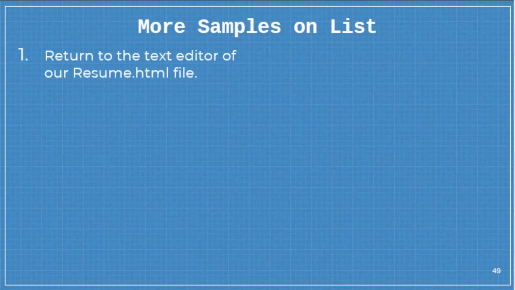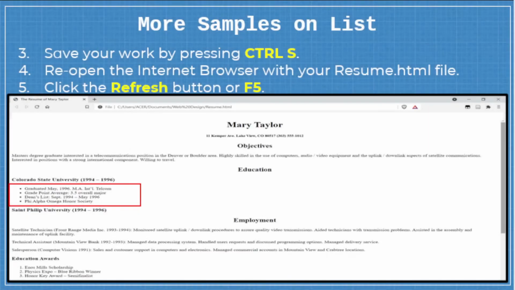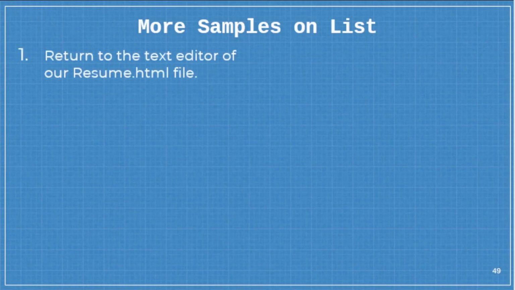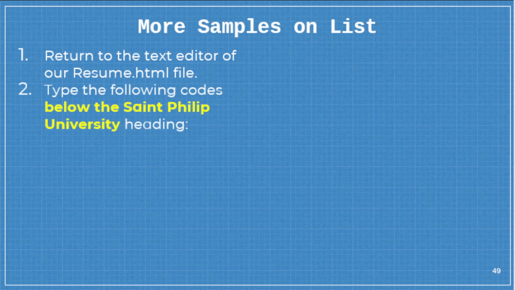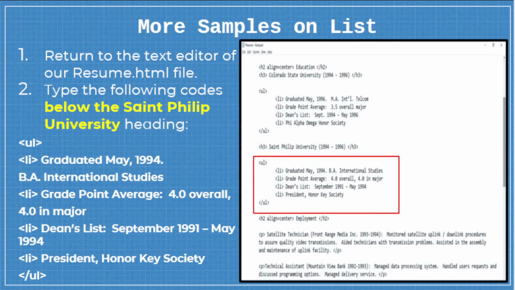So let's return and then let's find St. Philip. Yeah, I think let me backtrack. I think now you have the idea of what will be the next entry. It's somewhere here, right? Okay, the blank area here. Because we put an entry on Colorado State, let's also put some entry here at St. Philip. Okay? So type the following codes below St. Philip University, like here. Alright, so this is where you will type.